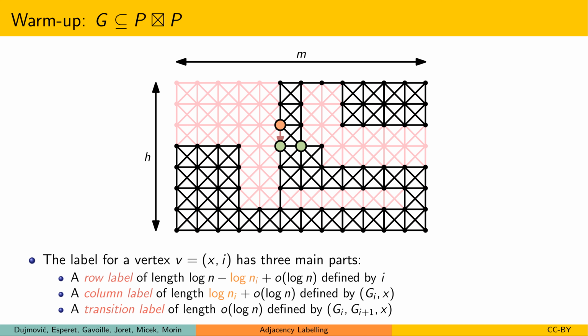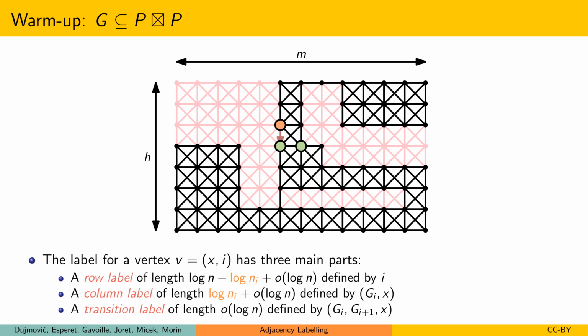For this reason, the label of v contains a third part, called the transition label, which contains enough information to modify the column label of v to produce a column label that's compatible with the labeling of row i plus 1. Then we use this modified label to test for the existence of the edge vw.